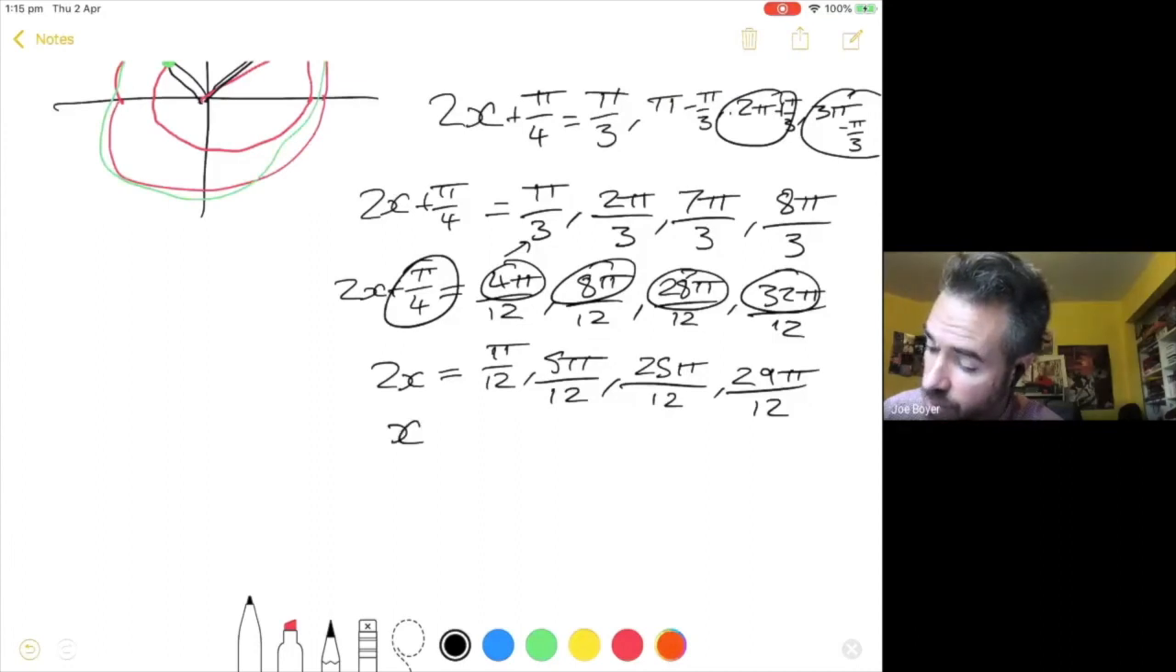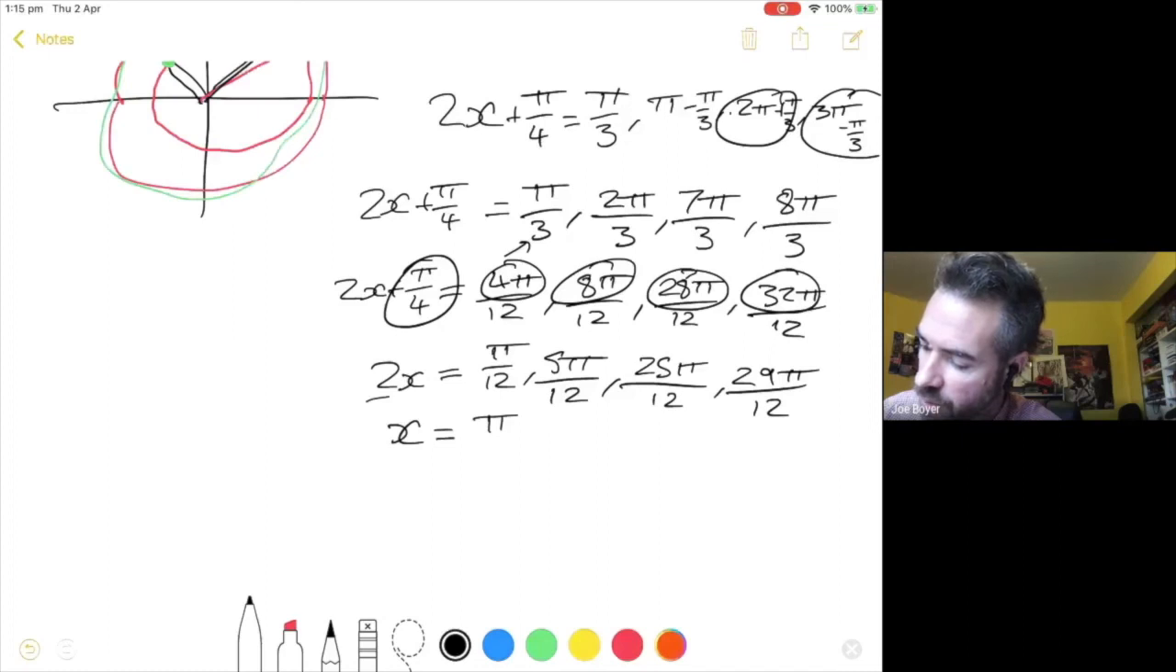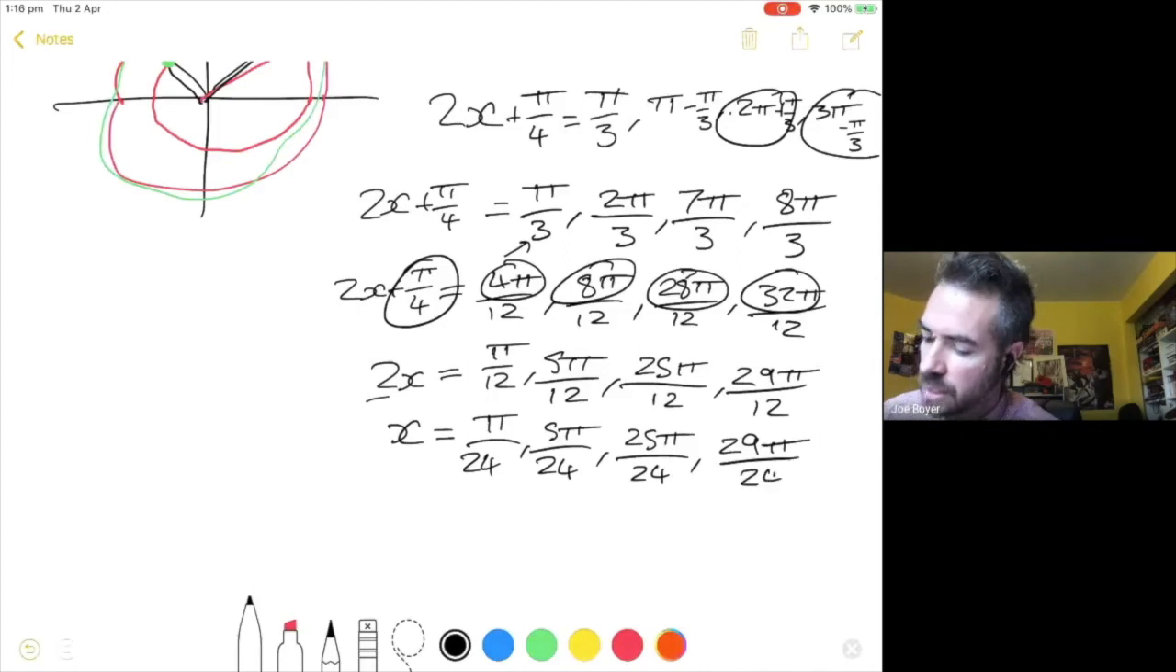For 2x, I want answers for x. And so to do that, I halve both sides, which means I'm going to double each denominator. And thus I get pi on 24, 5 pi on 24, 25 pi on 24, and 29 pi on 24. Those are 4 answers. They should be correct.